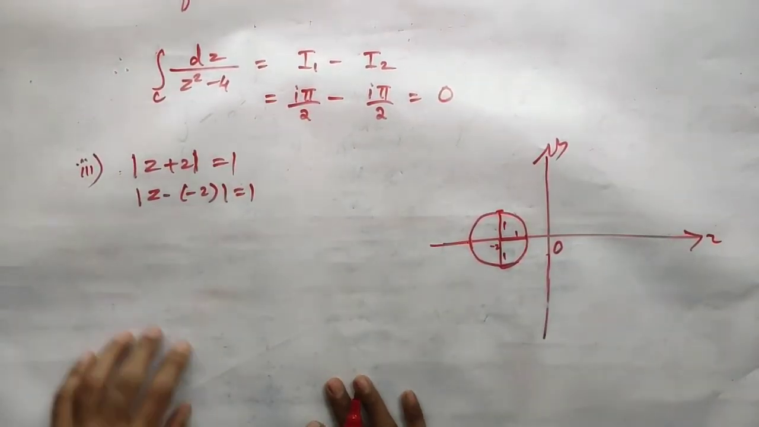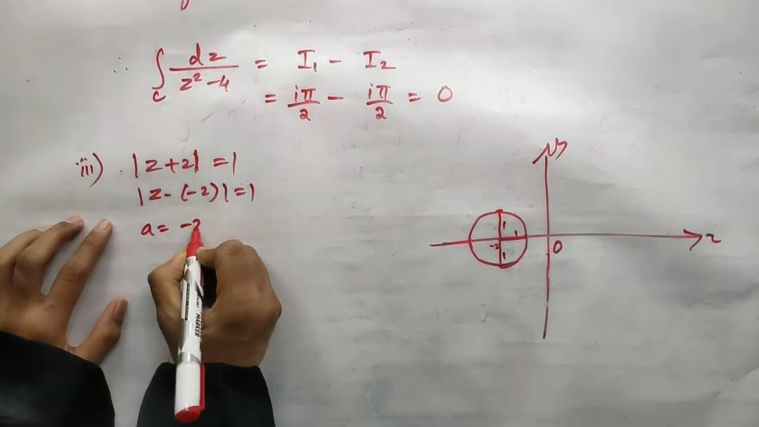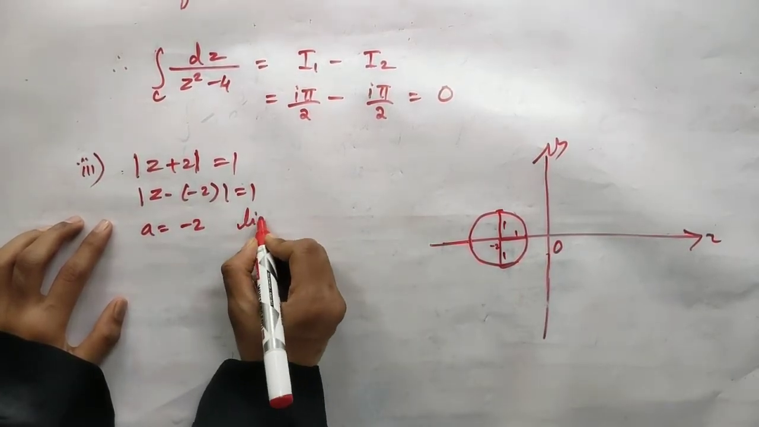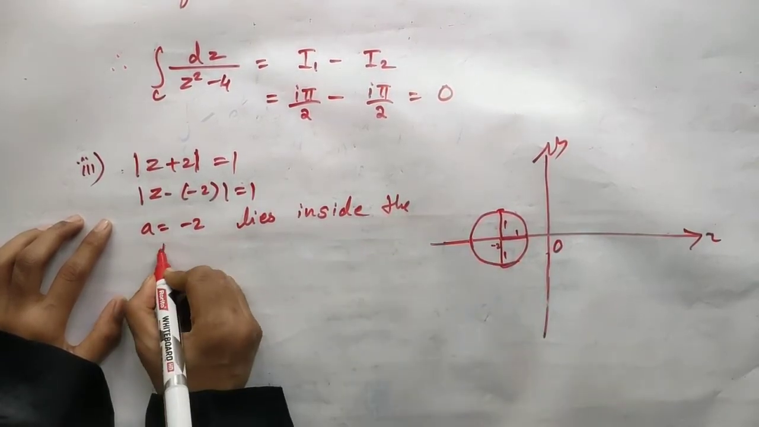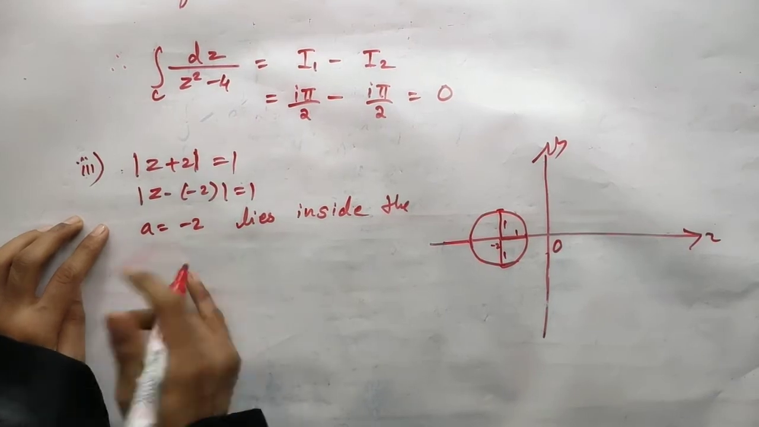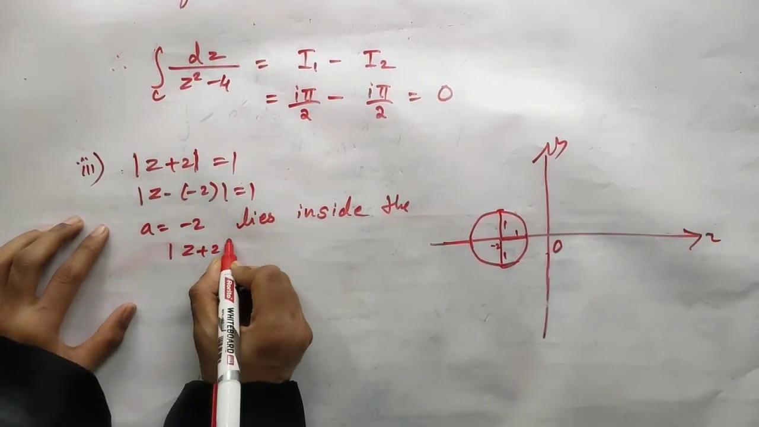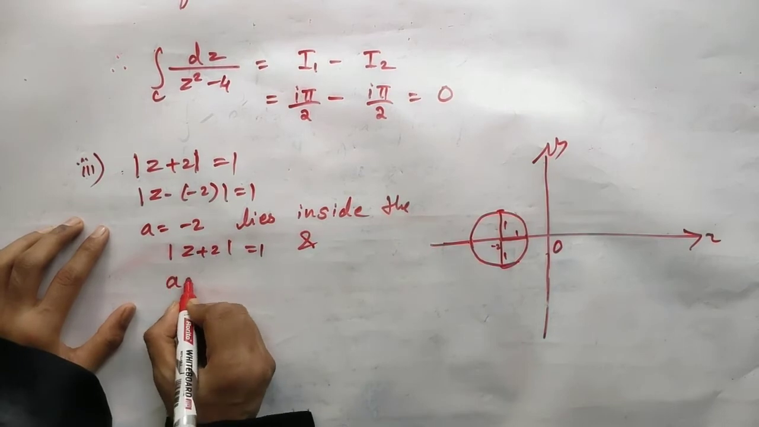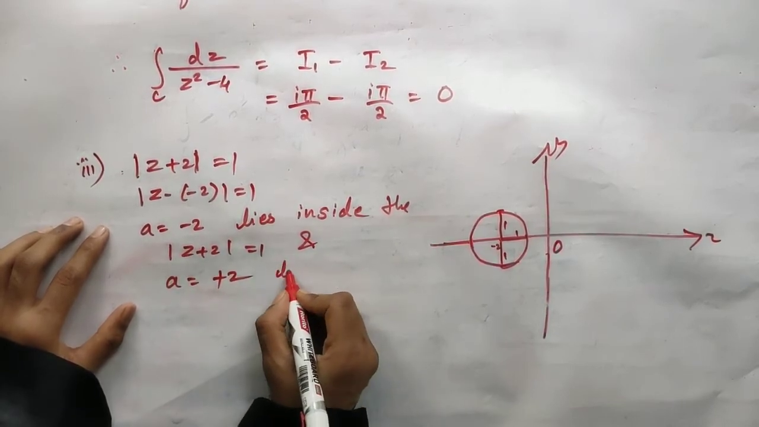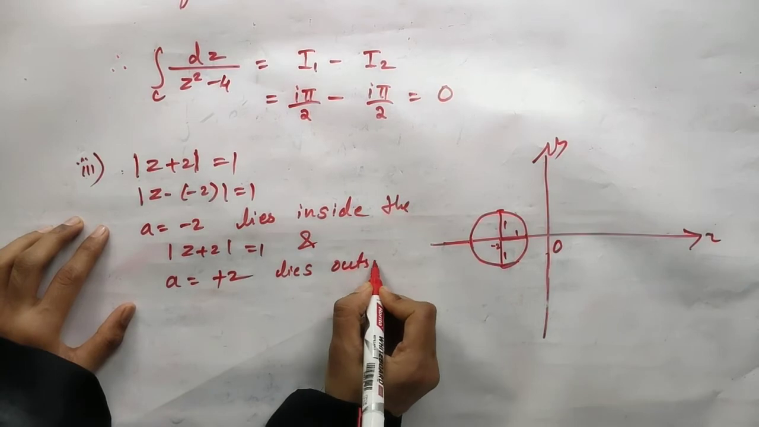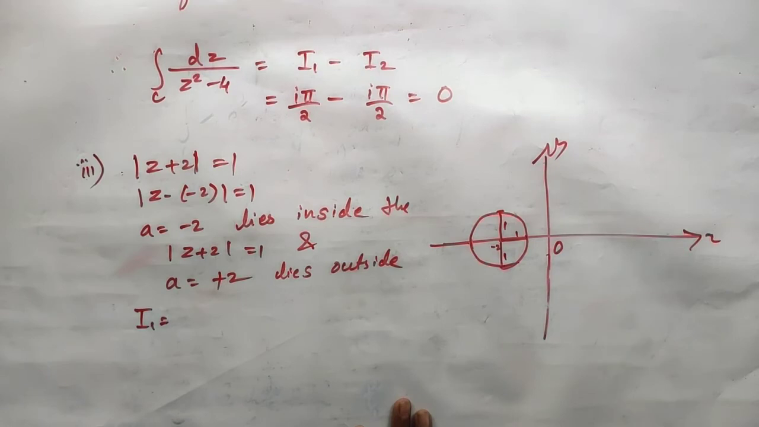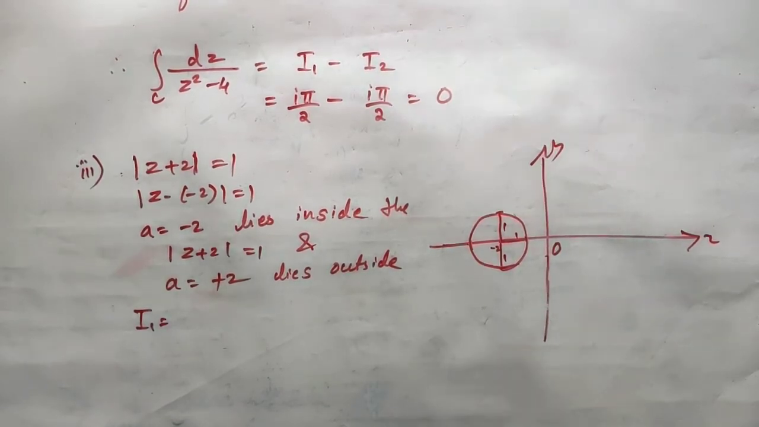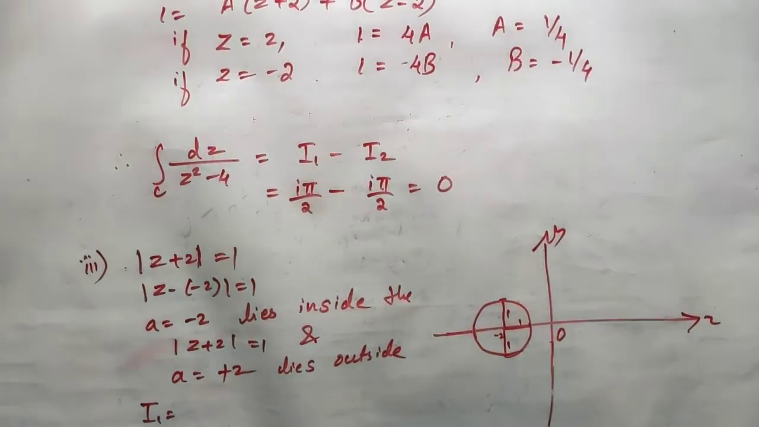Clearly the point a is equal to minus 2 lies inside the circle, yes or no? Inside the circle mod of z plus 2 is equal to 1, and the point a equal to plus 2 lies outside. So it implies for I1 and I2 we can find the values.